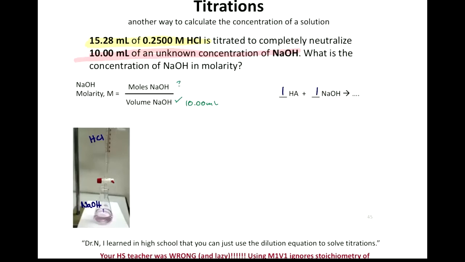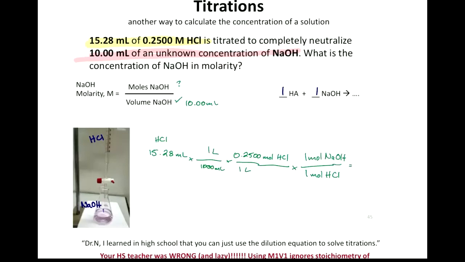Now we just need to figure out the moles of sodium hydroxide. So we'll use HCl to figure that out. The idea here is if I start with the volume of HCl, so 15.28 milliliters of that HCl solution, I'm going to quickly convert that to liters. And then I can use the molarity that's given here. 1 liter is 0.2500 moles of HCl. Then I can use that 1-to-1 ratio. And this will give me moles of sodium hydroxide that were neutralized in this chemical reaction.